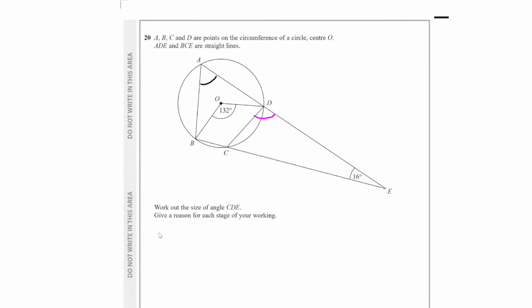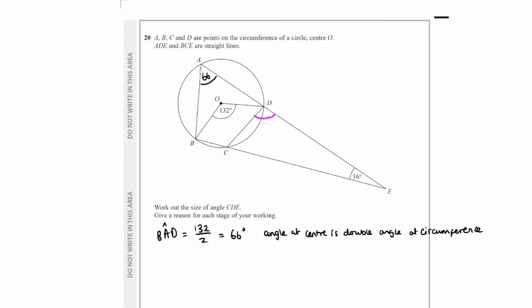That one's really straightforward. So I'd write down BAD is technically 132 over 2. It's half of it, isn't it? The one at the circumference is smaller than the one at the center, which is 66 degrees. And then you could say that angle at center is double angle at circumference. That would be your reason, basically. Okay, so that's 66.